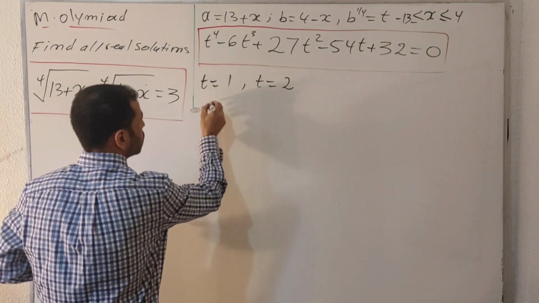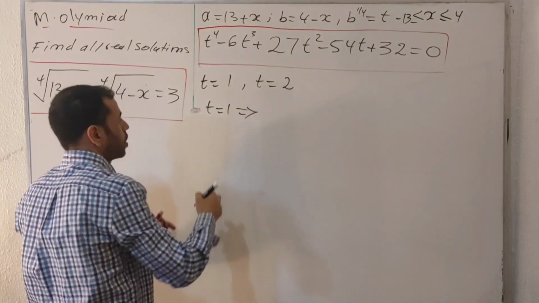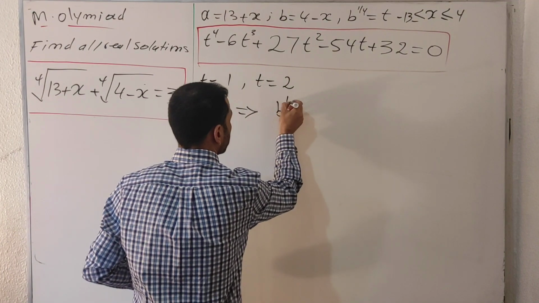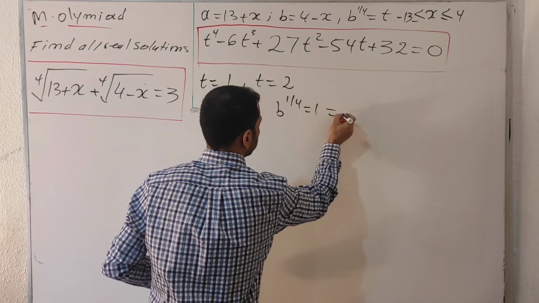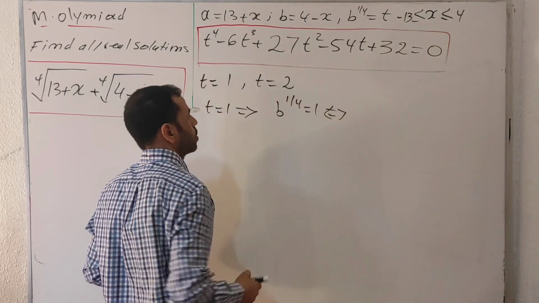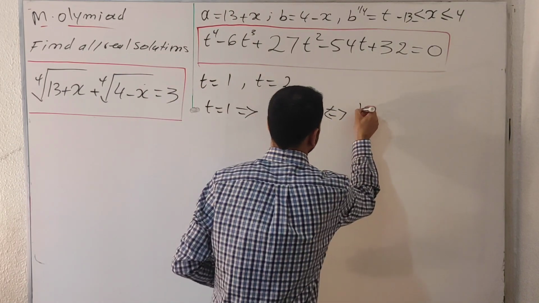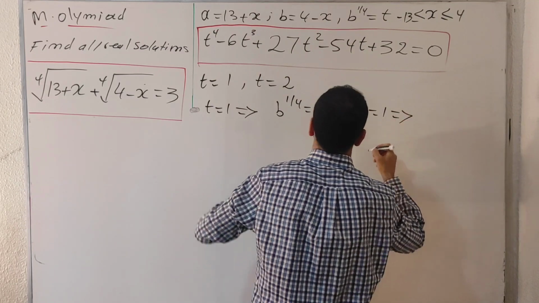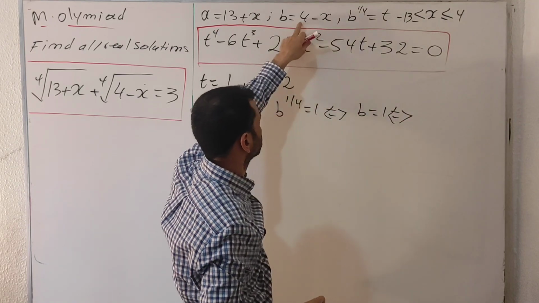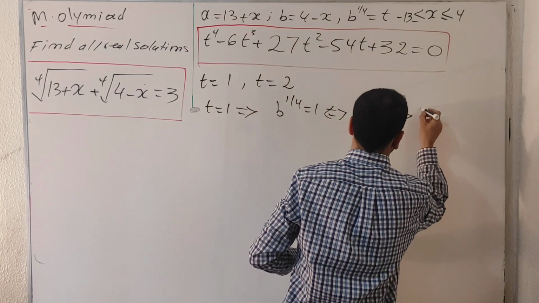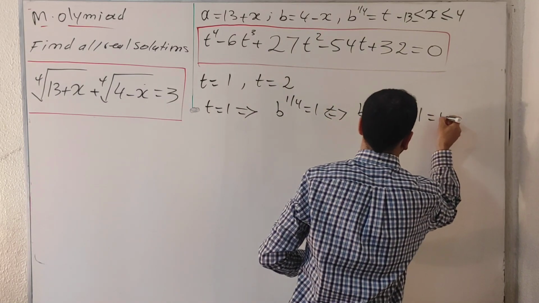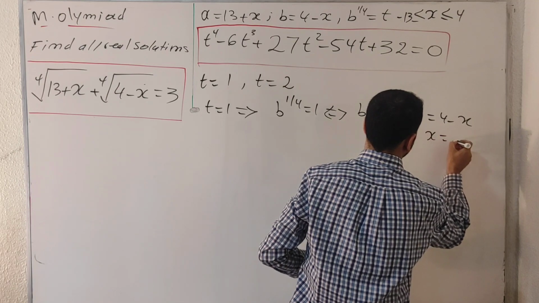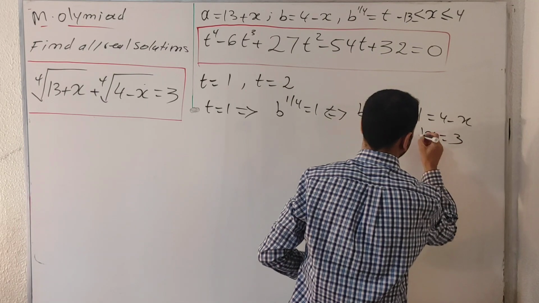Now for t equals 1, I'm going to replace number 1 into above expression. I will have b to the 1 over 4 equals 1, which means by raising both sides to the power 4, I will get b equals 1, which implies I'm going to replace number 1 into this expression to find x. We'll have 1 equals 4 minus x. Okay, which means x equals 4 minus 1, which is 3.